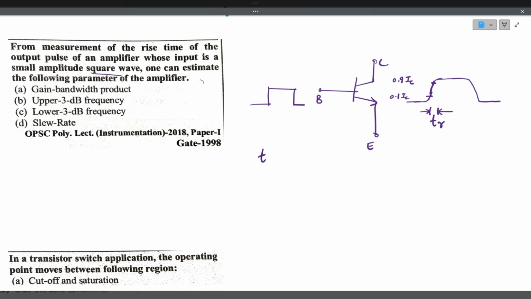We have got a formula. The rise time is equal to 0.35 divided by bandwidth, the bandwidth of this transistor amplifier. Or you can write this in a similar way, 0.35 divided by upper cutoff frequency. In the bandwidth, upper cutoff frequency and lower cutoff frequency will be there. You can write this as upper cutoff frequency or upper 3 dB frequency. So by knowing the rise time, we can calculate the upper cutoff frequency. So the answer is option B.